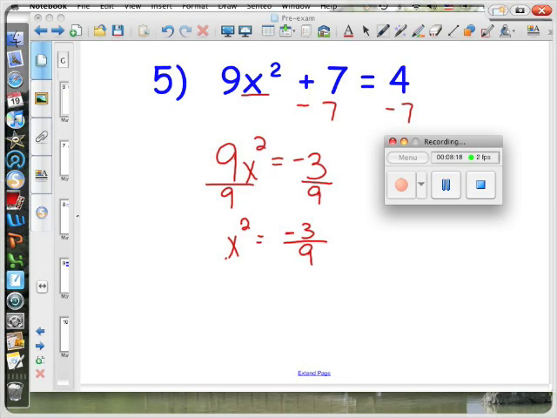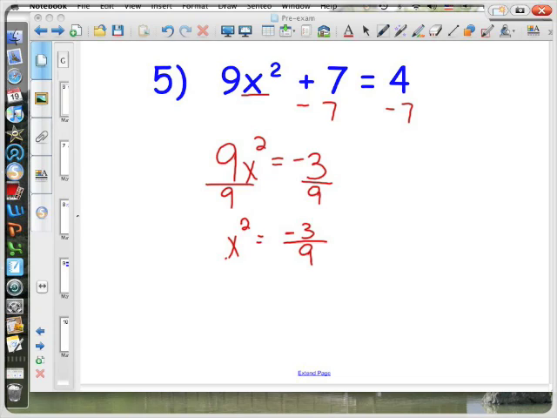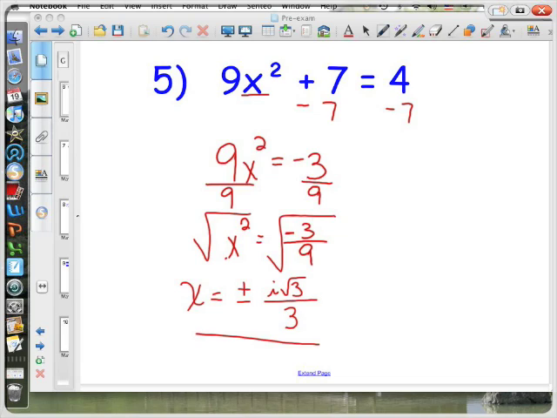Once you've divided both sides by 9, you could reduce your fraction, but remember you're going to have to take the square root of both sides, which means you're going to have to take the square root of the denominator. And it's already a perfect square, so just leave it that way. When you take the square root of both sides, you have x equals plus or minus the square root of negative 3, pull out an i because it's imaginary, over the square root of 9. And this was your answer for x.